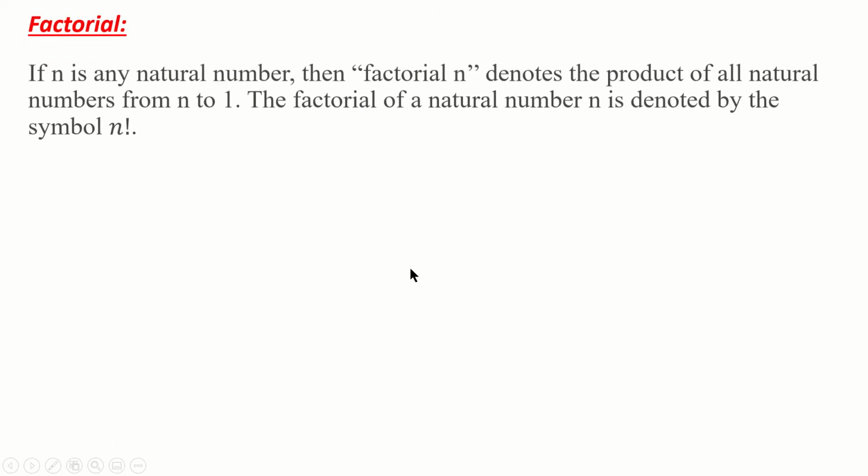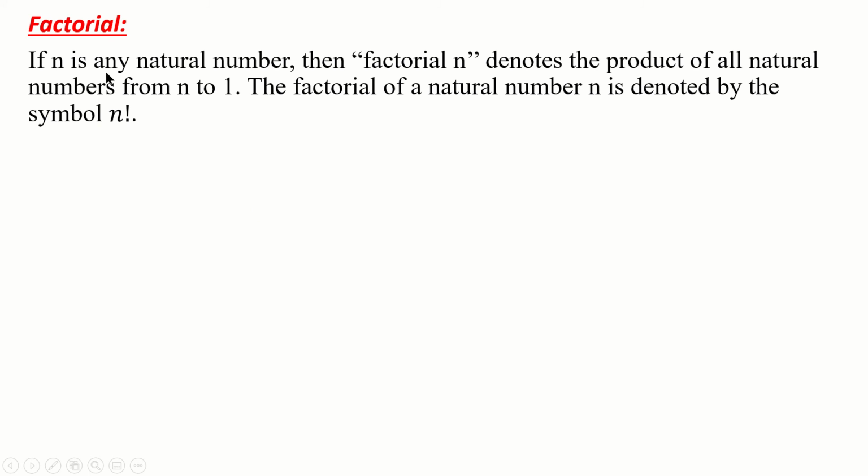Factorial. If n is any natural number, then factorial n denotes the product of all natural numbers from n to 1. The factorial of a natural number n is denoted by the symbol n!. Therefore, n factorial means the product from n to 1. That means n into n minus 1, n minus 2, n minus 3, ..., 3 to 1.